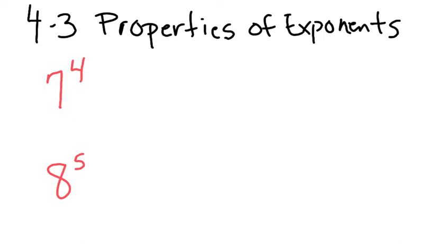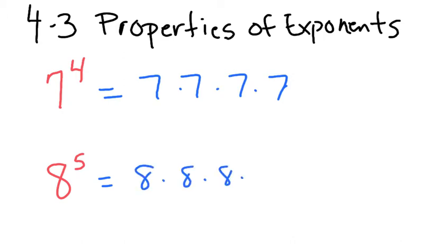When you say 7 to the 4th power, what is the real meaning of that? The meaning of that is 7 times 7 times 7 times 7. Four of them. What's the meaning of 8 to the 5th? That's 8 times 8 times 8 times 8 times 8. Sometimes I say, when we're doing this section, when in doubt, string it out. If I'm a little confused and not knowing what I'm doing, I can take this and string it out. That's very helpful.